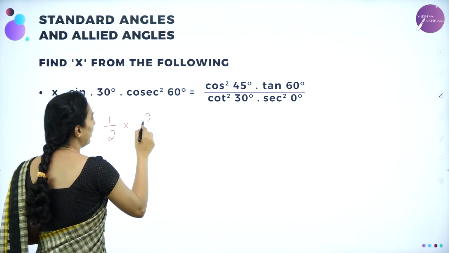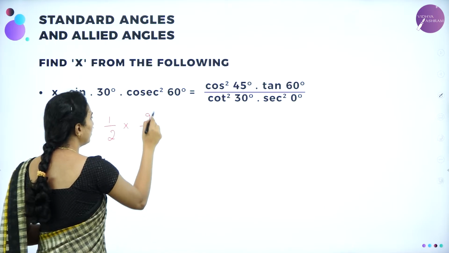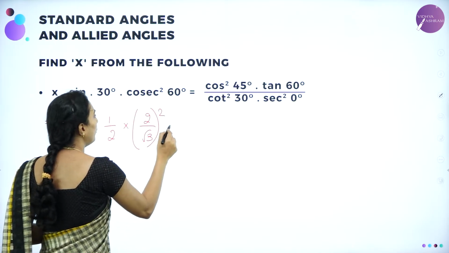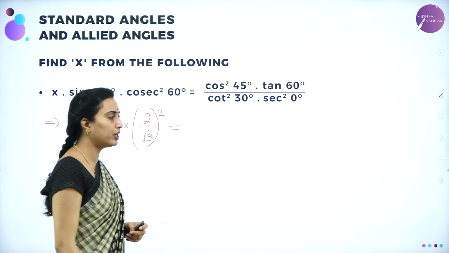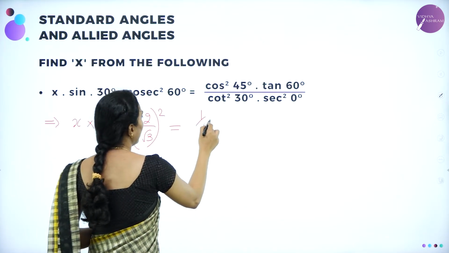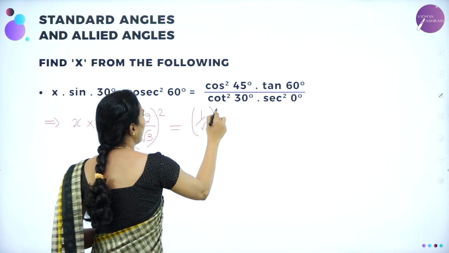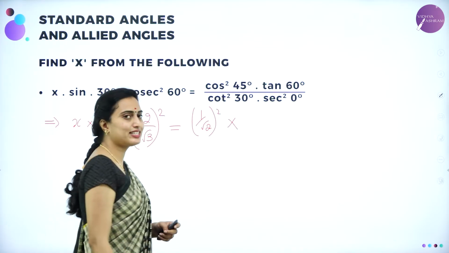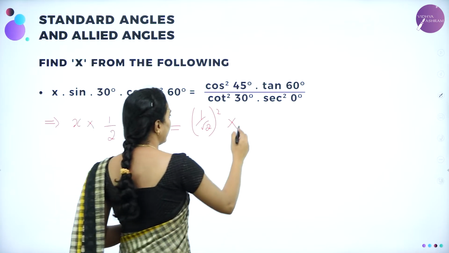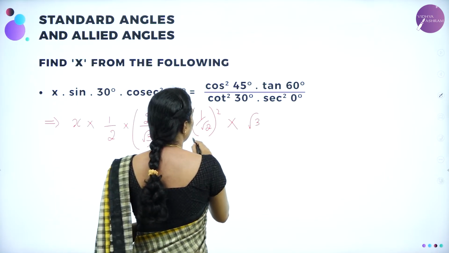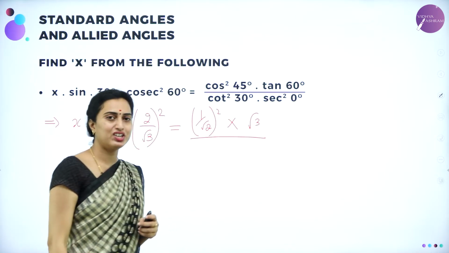You are having square, let me write down (2 by root 3) whole squared, which will be equal to cos 45 degrees, nothing but 1 by root 2. So whole squared, you are having (1 by root 2) whole squared into tan 60 degree. You know already it is root 3. So therefore I can have here root 3 divided by cot squared 30 degree.